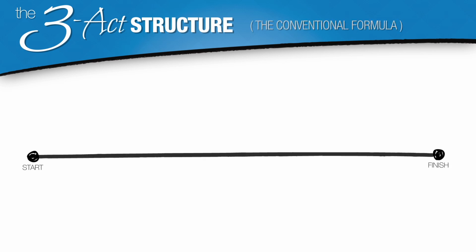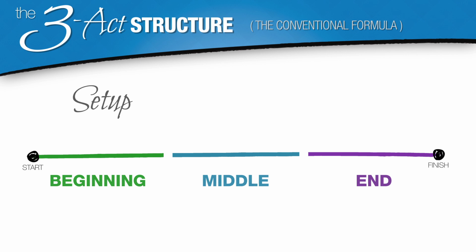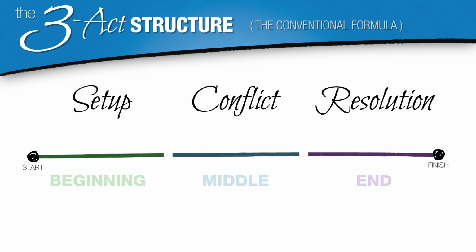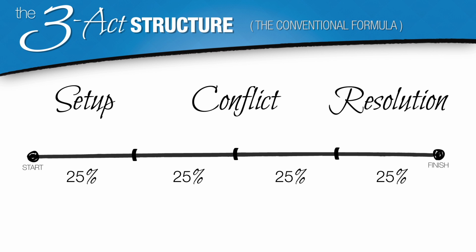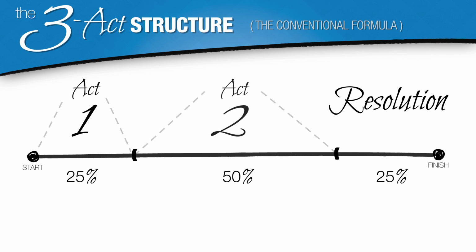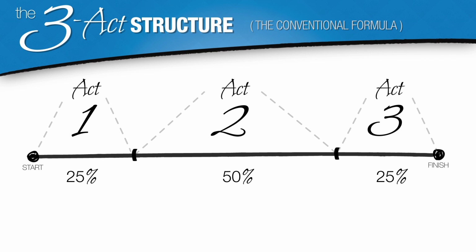Well, the approach most people take is to use a story formula. In the screenwriting world, one formula has become almost a religion. So let's cover that first. It's called the 3-act structure, and it basically breaks every story into 3 parts: beginning, middle, and end, or setup, conflict, resolution. If you divide your story into roughly 4 quarters, the first quarter is Act 1, the middle 2 quarters are Act 2, and the last quarter is Act 3.